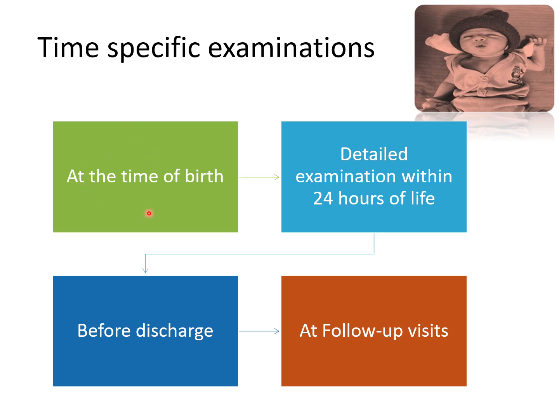At the time of birth we have to examine airway, breathing, circulation, whether the baby has cried, whether breathing has started or not, and whether there is any other complication at the time of birth. Then we have to calculate the Apgar score. So all these things we have to see and examine at the time of birth.